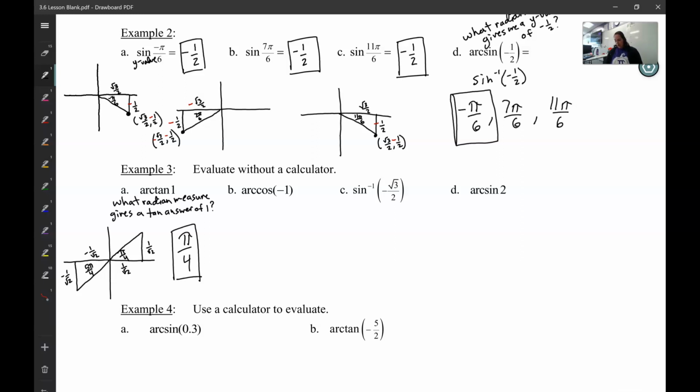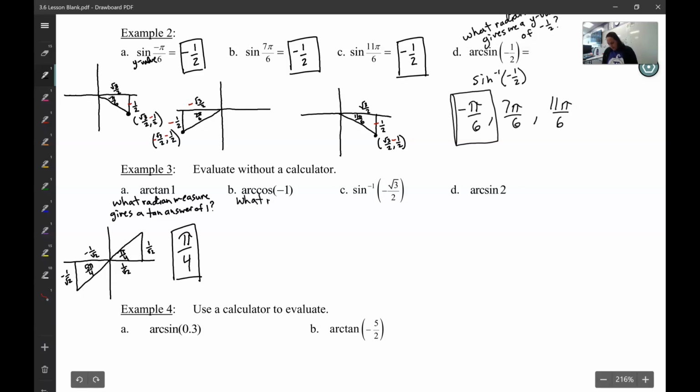Okay, I want you to try B, C, and D doing it the same method, where you've got each of these. You're going to make a picture, find the value, find the radian measure that meets that. Actually, let's do one more example as a class, shall we? Yeah, let's do that. Let's do this one.